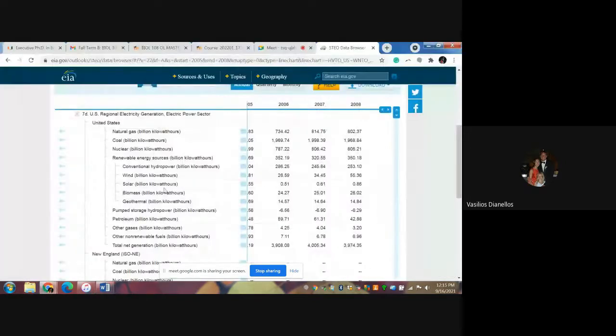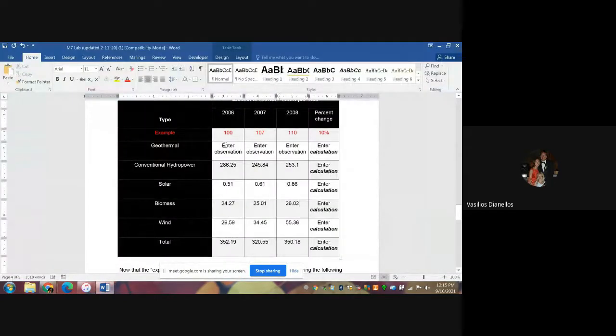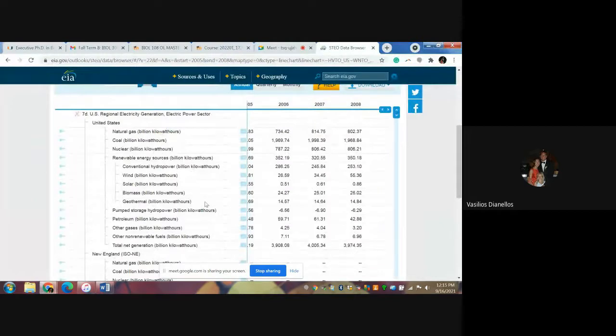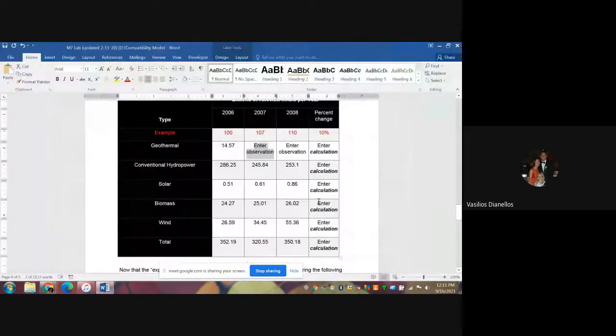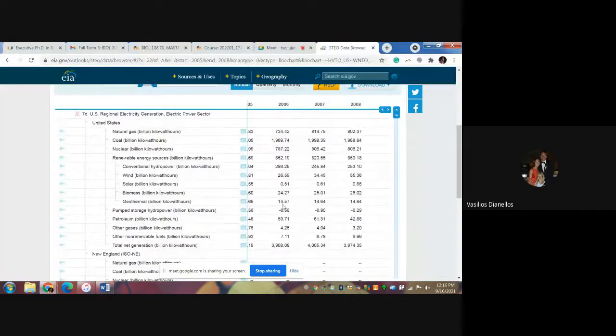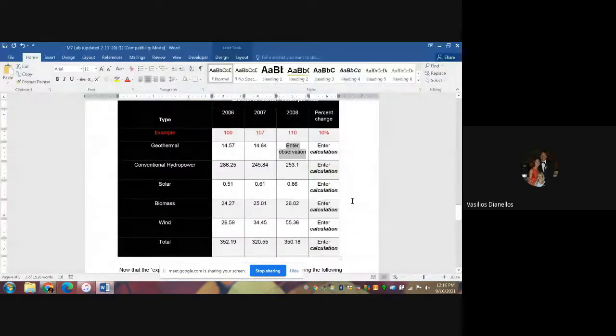All right, next on the list on the website is geothermal. 2006 was 14.57. 2007 for geothermal, 14.64. 2008 for geothermal, 14.84. So now I have all the data that we need as far as observations, right? I've collected all the data we need.